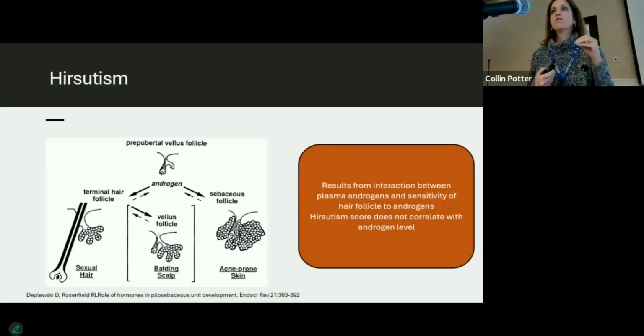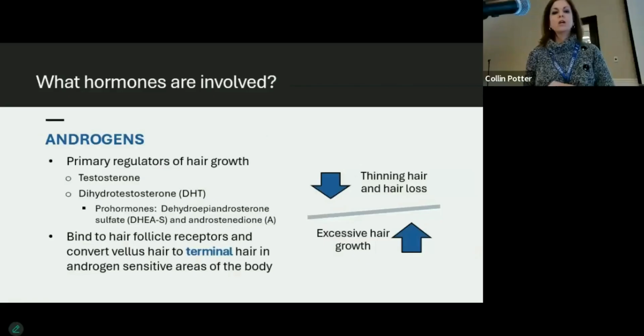So some patients are very sensitive to androgen, so they can have a normal lab value in the reference range for androgens, but demonstrate a sensitivity to those androgens and have a manifestation of hirsutism. So you don't always see those track with each other. It's not always just the level of androgen, it's how sensitive one individual's receptor is to that androgen.